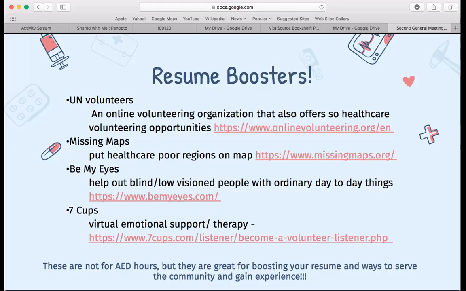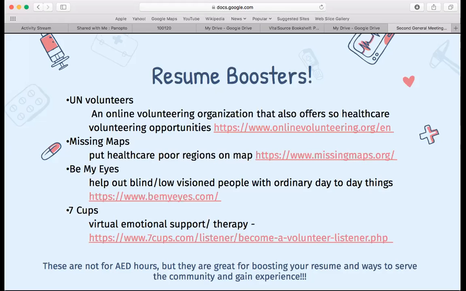The second one is Missing Maps, which I believe is through Red Cross. And it basically just helps put poor and underdeveloped regions around the country on the map, so they can have sufficient supplies and stuff delivered to them.